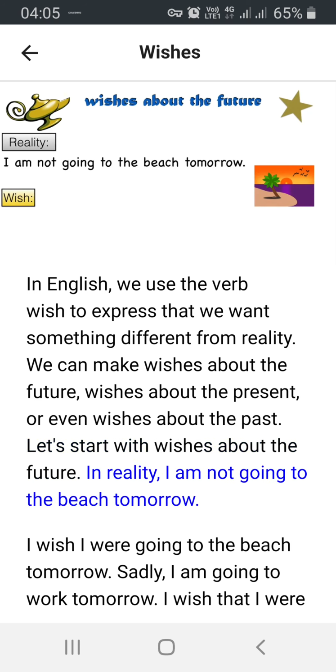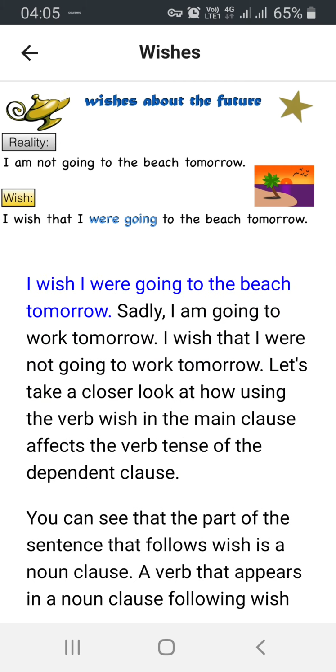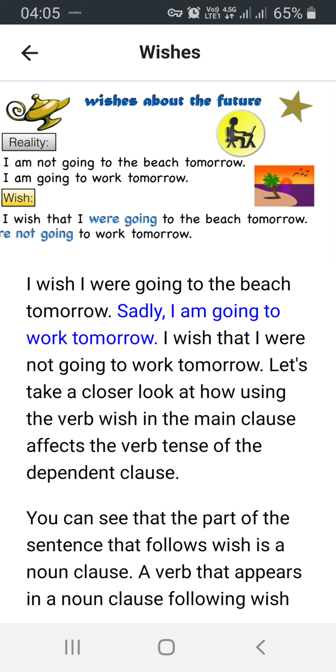In reality, I am not going to the beach tomorrow. I wish that I were going to the beach tomorrow. Sadly, I am going to work tomorrow. I wish that I were not going to work tomorrow.